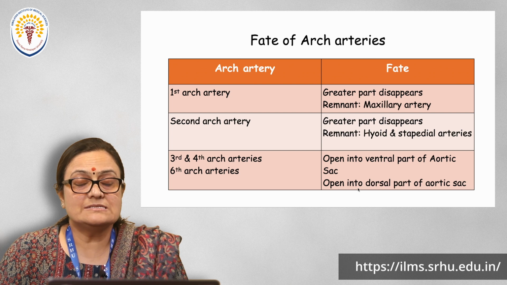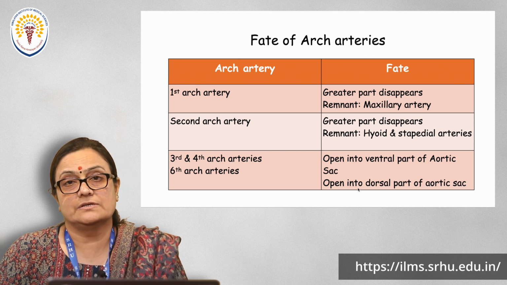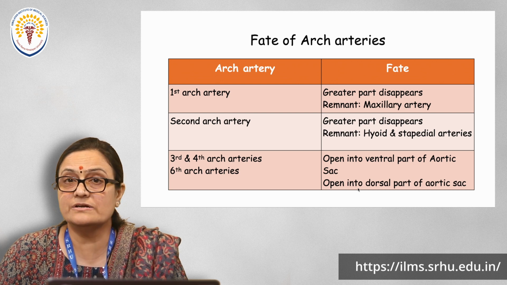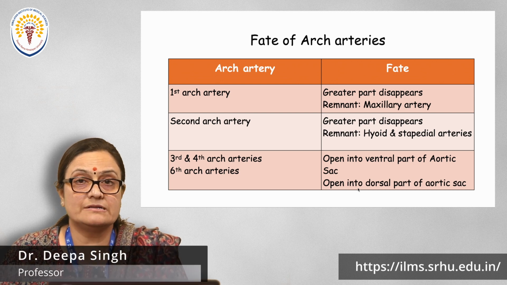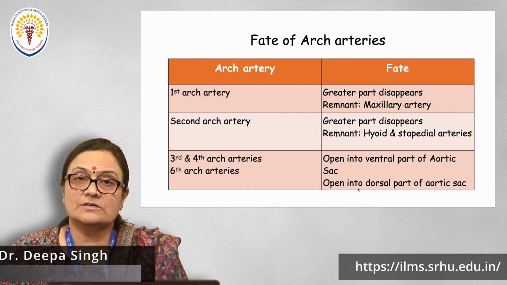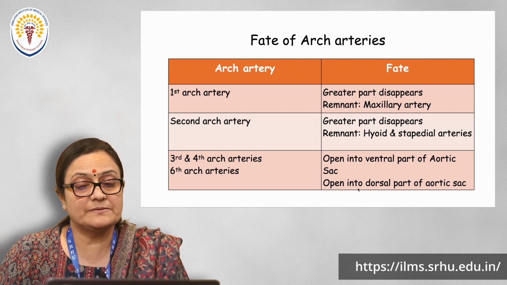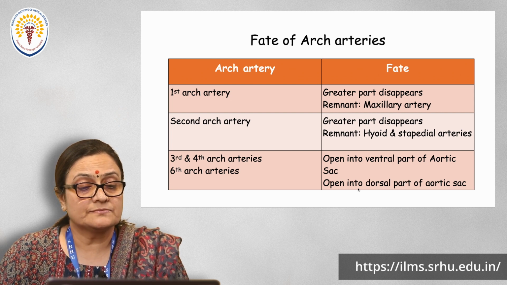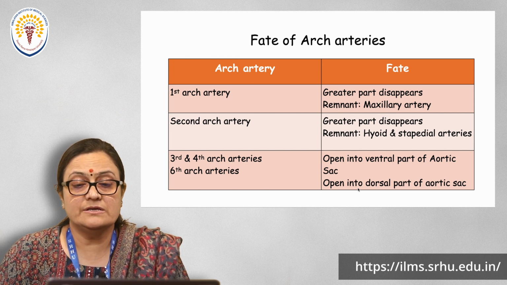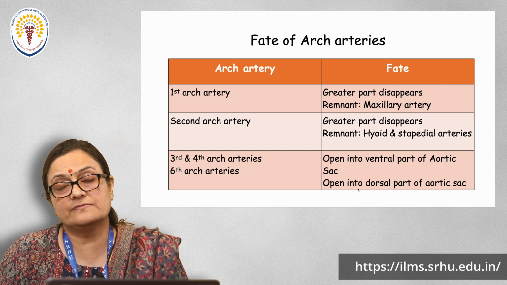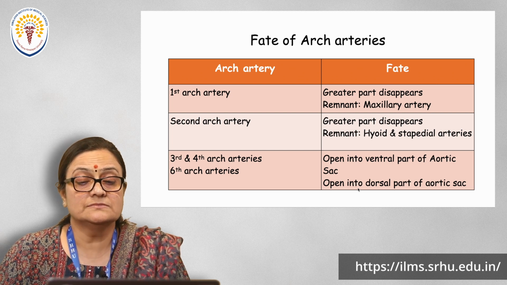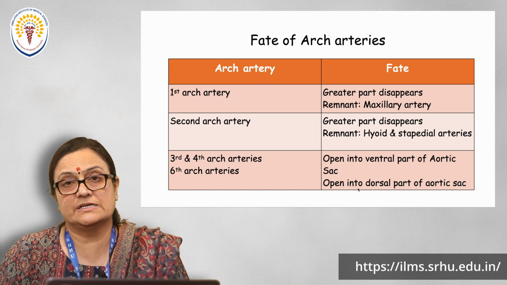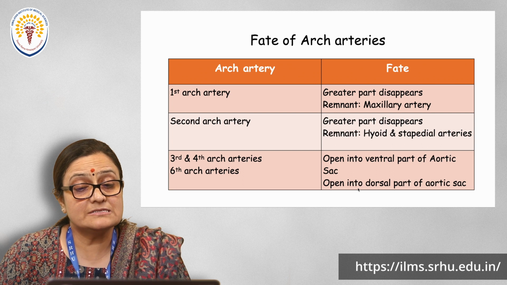Now let us see about the fate of third and fourth arch arteries. See, these arteries are very important because they will not disappear, they will form major arteries in the body. Similar is the sixth arch artery, that is why I have kept them together. But before we move further, we will have to understand that the third and the fourth arch artery will open into the ventral part of the aortic sac, and the sixth arch arteries will open into the dorsal part of the aortic sac. But where does this come from?